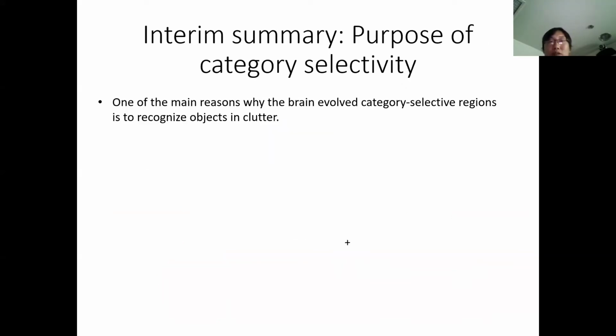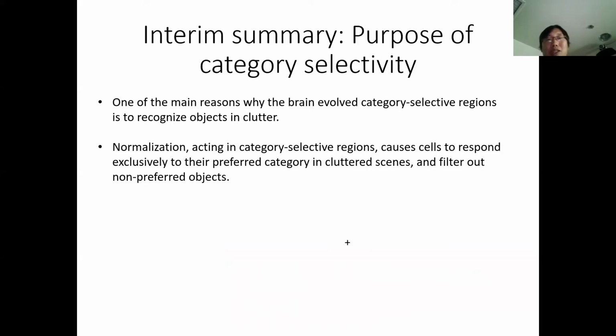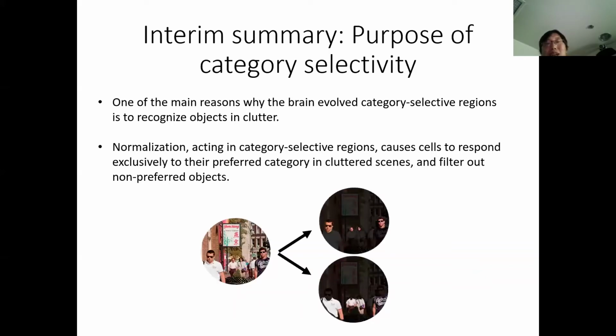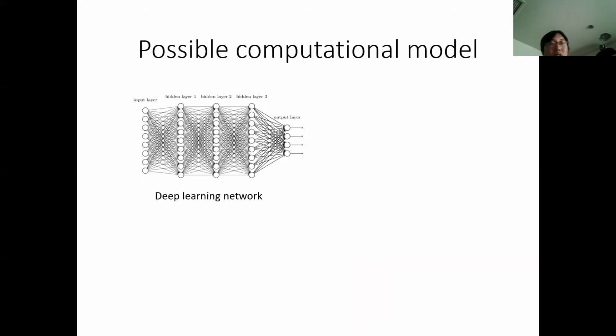To summarize this part of the talk, I believe one of the main reasons why the brain evolved category selective regions is to recognize objects in clutter. Normalization acting in the category selective regions causes cells to respond exclusively to their preferred category in cluttered scenes and filter out non-preferred objects. Category selectivity allows the brain to decompose these complex scenes into parallel channels for further processing.